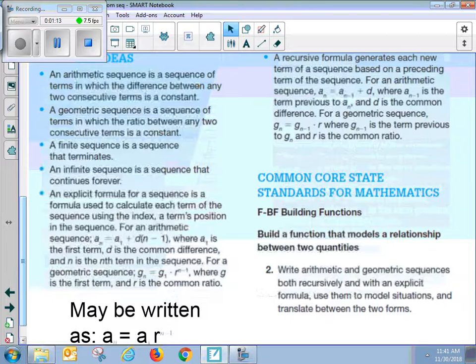your a sub 1 in this explicit formula would be the 1. Now, what did I do to 1 to get 3? Add 2. That's called your common difference. So this d value would be the 2.